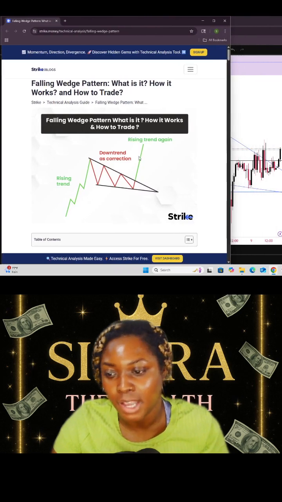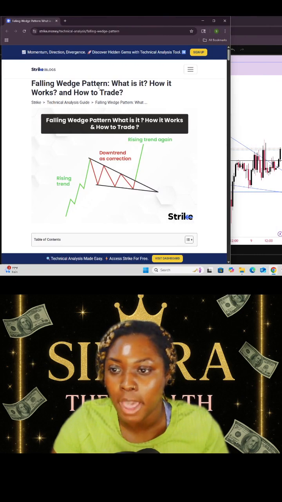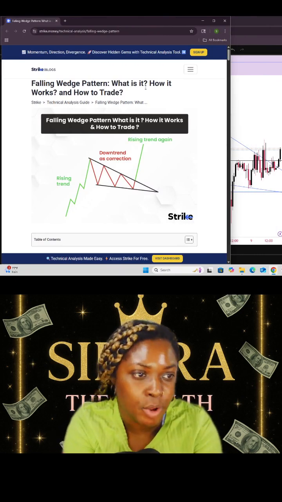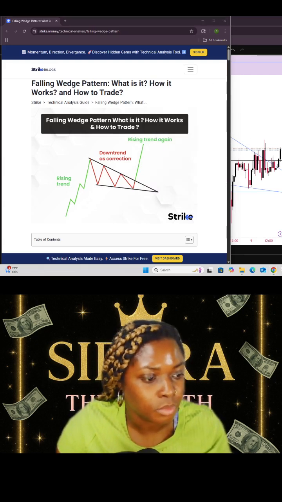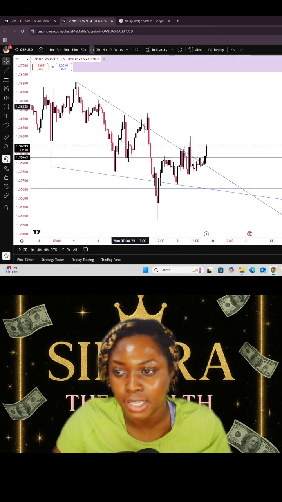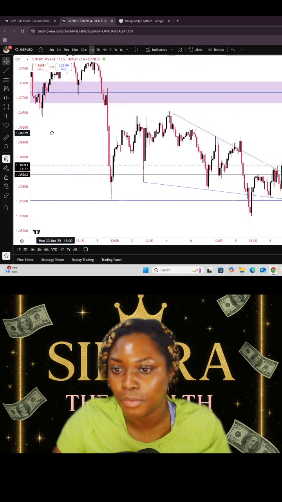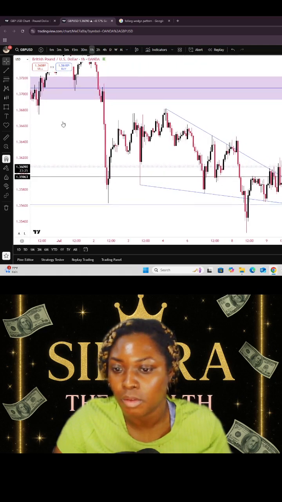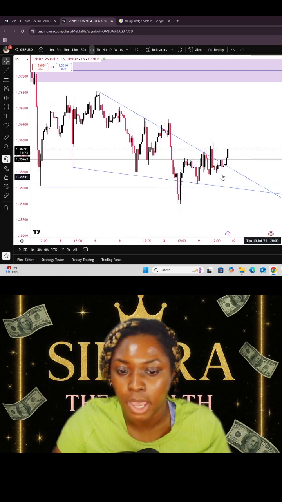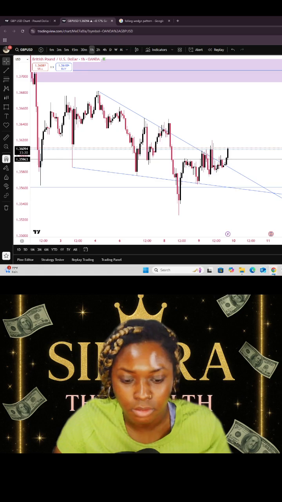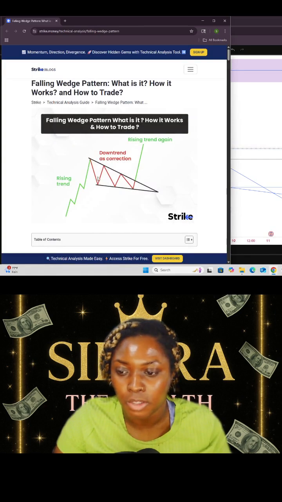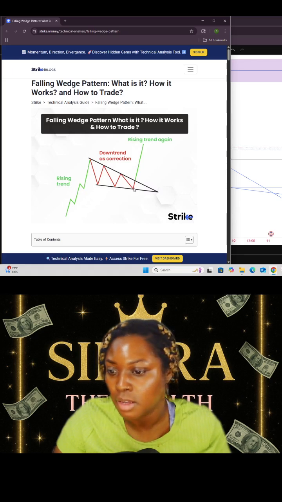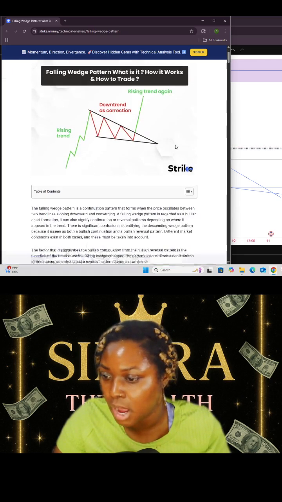All right, exact same pattern, falling wedge pattern. What is it, how it works, and how to trade it? All right, let's learn this together. As you can see, we have that exact same pattern, right? Wedge, this triangle here. Let's pull it back up. All right, so price was going downwards, and then what should happen is price should continue higher.